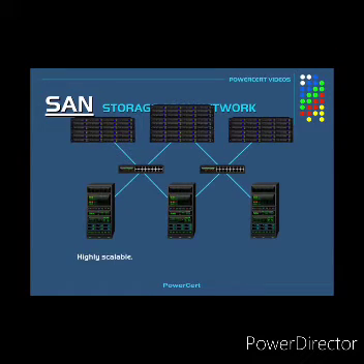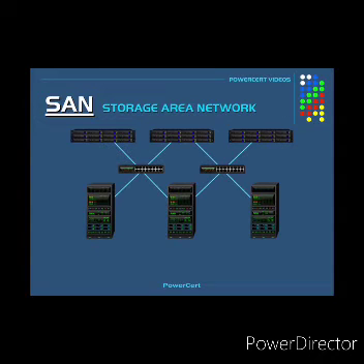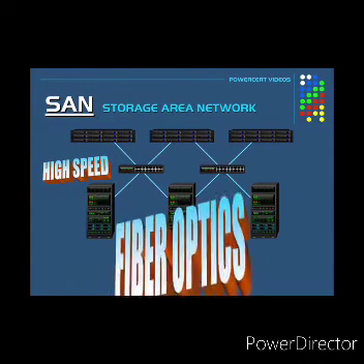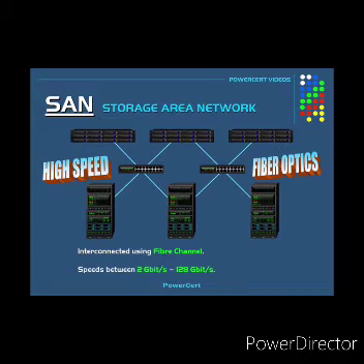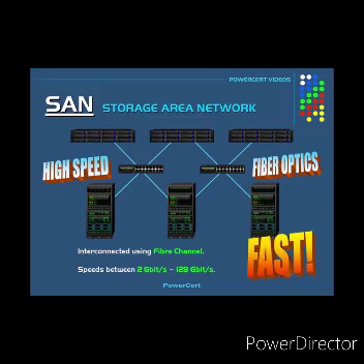So as stated before, a SAN is a high-speed network, and that's because in a SAN, all the devices are interconnected, meaning that all of the devices are connected to each other, and they are interconnected using fiber channel, which is a standard for SANs. Fiber channel is fiber optics, and it has speeds between 2 gigabits per second all the way up to 128 gigabits per second. So fiber channel is extremely fast, and it's also very expensive. And most SANs today use fiber channel.